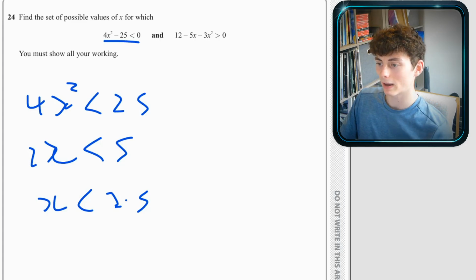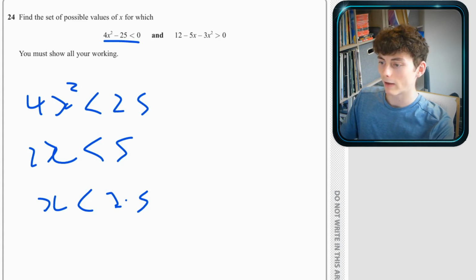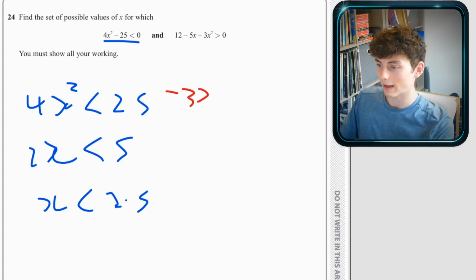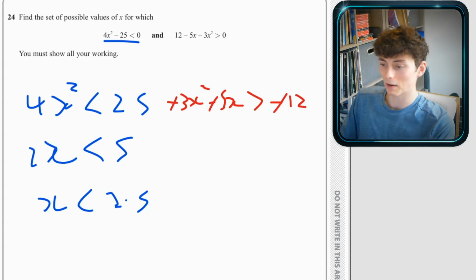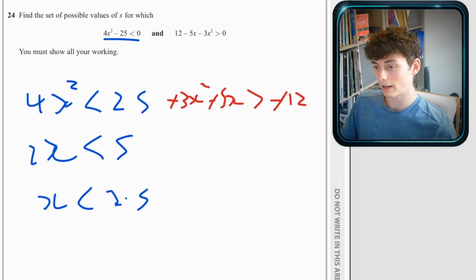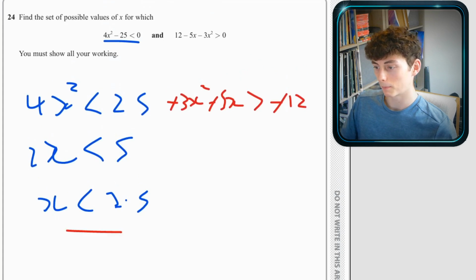Now we need to find where 12 minus 5x minus 3x squared is greater than 0. I'll do that one in a different colour. So we can rearrange that to minus 3x squared minus 5x is greater than minus 12. We can ignore all of the minus signs because everything in this is minus. To be honest, I don't really know where else to go from here. I'm really lost with this one. I'll definitely get at least 1 mark for this first half, but I don't really know how to work this second equation. So unfortunately, I'm going to have to give up on this one as well.